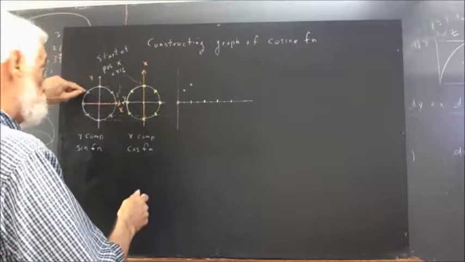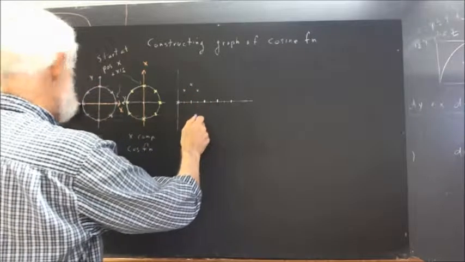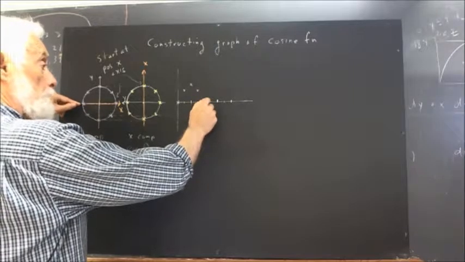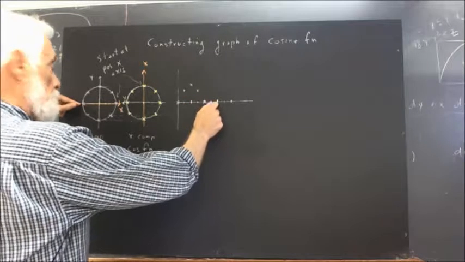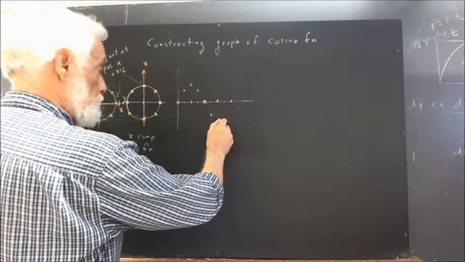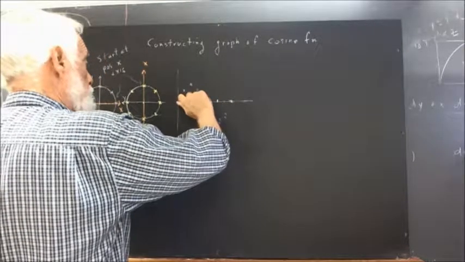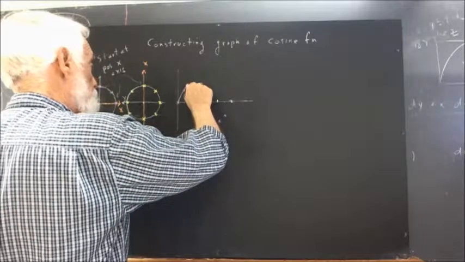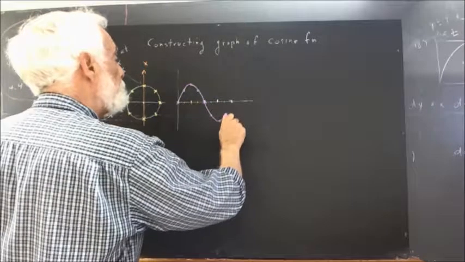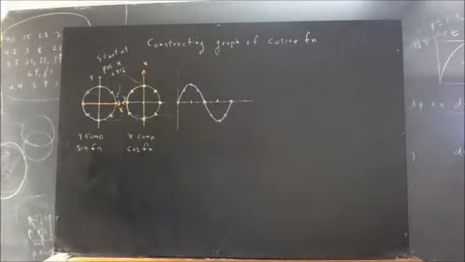So I just keep going around the circle. I go to this point, now I'm here, and the y-coordinate is here. I go to this point, which corresponds to this point on the axis, and I'm going to be here. Then I go to this point, and I draw this coordinate here, then here, and here, and here. And now I can draw a pretty good sine curve through these points. And there's one period of the sine function.